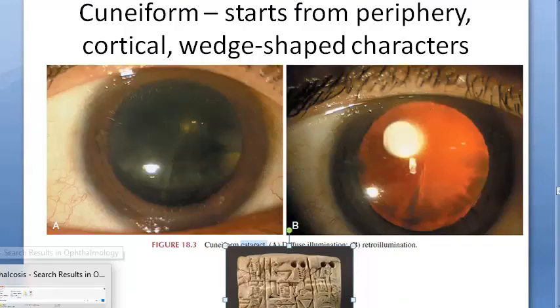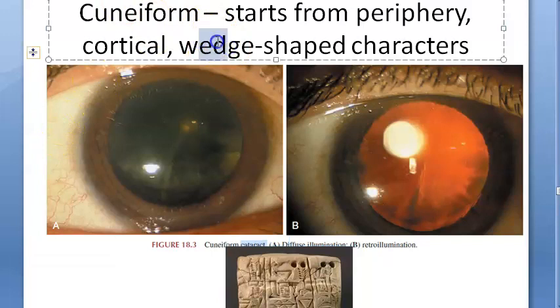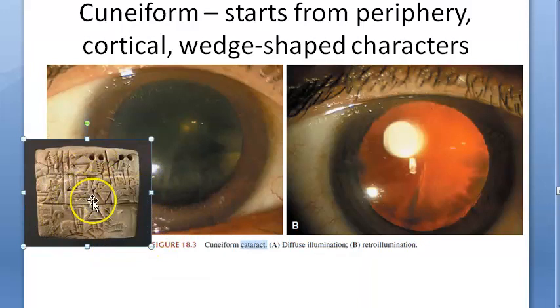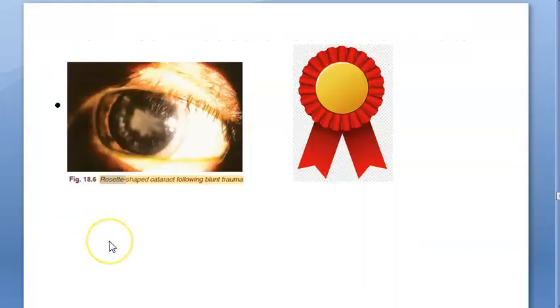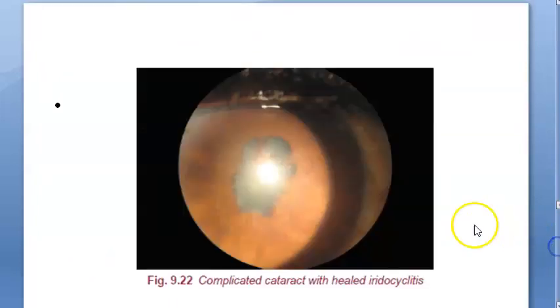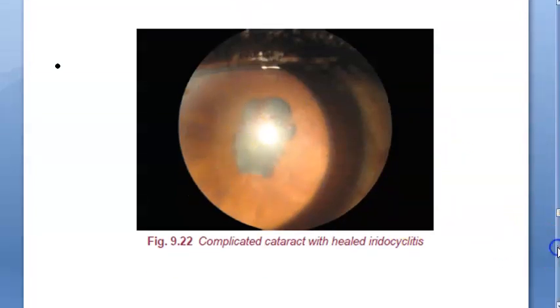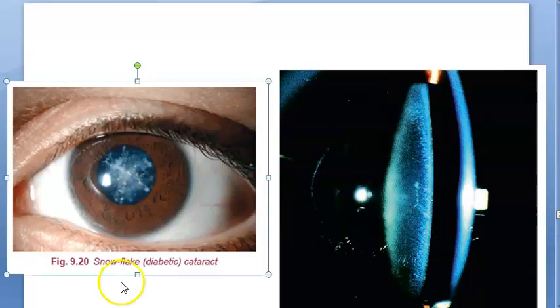Guys, cuneiform means these wedge-shaped characters, okay? Usually it refers to cortical cataract where it starts from periphery. So these are cuneiform cataracts. Cuneiform means if you search, actually you'll get something like this, wedge-shaped characters, okay? That will be cuneiform. Which cataract is this? Rosette, yes. When does it come? In trauma. Very good. Then this one, complicated cataract after healed iridocyclitis. Next. This one is snowflake, diabetic, very good.